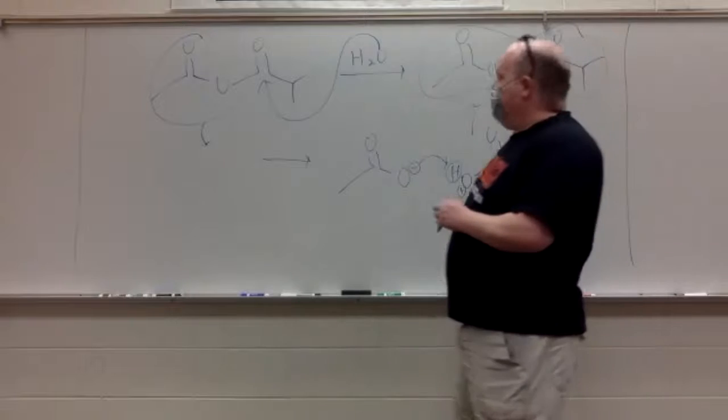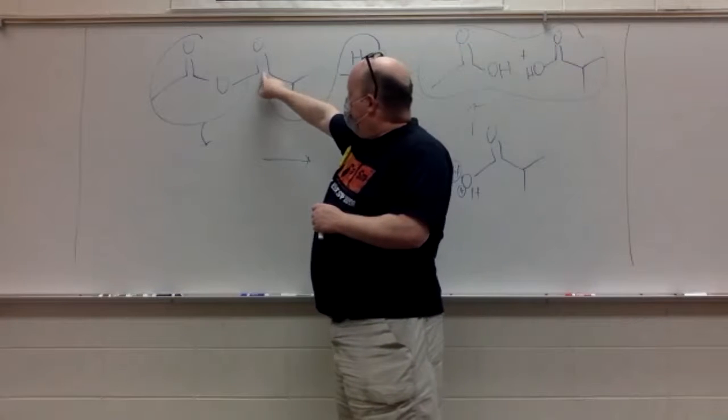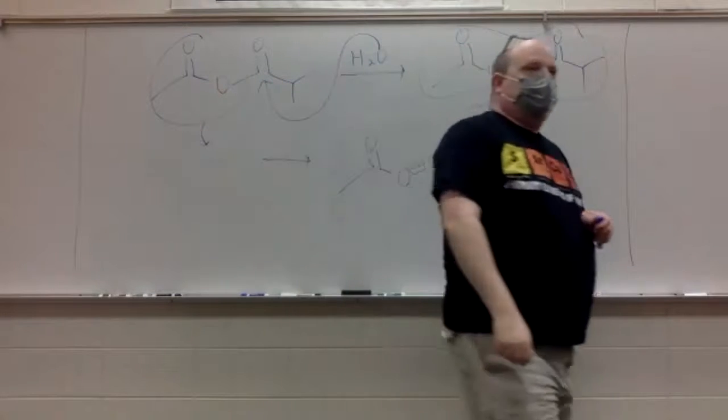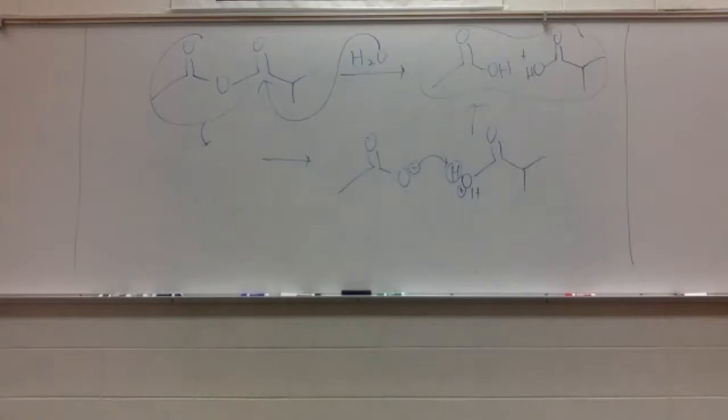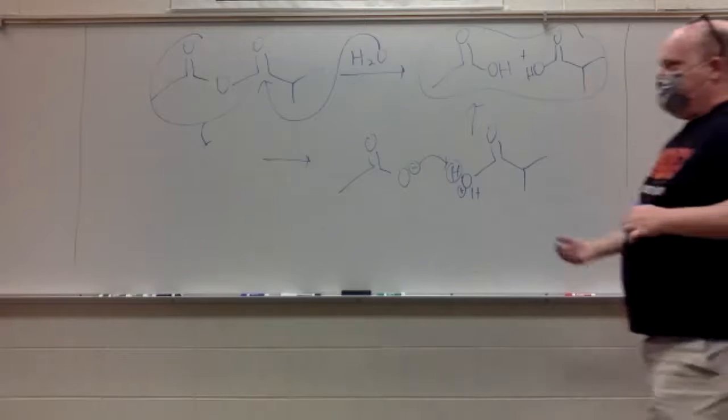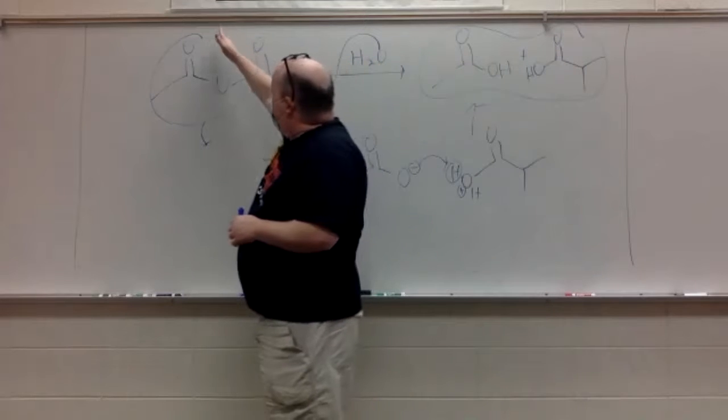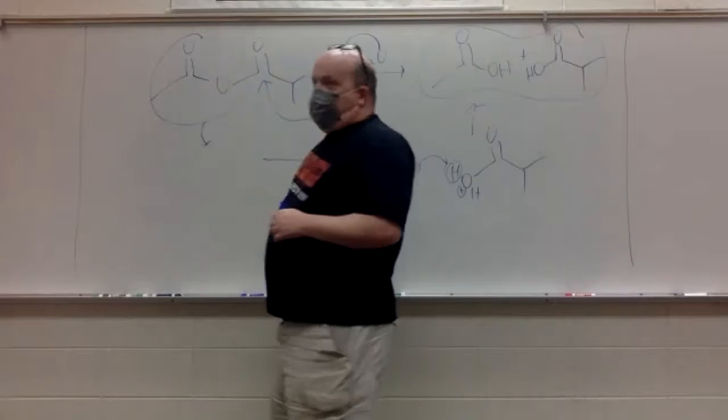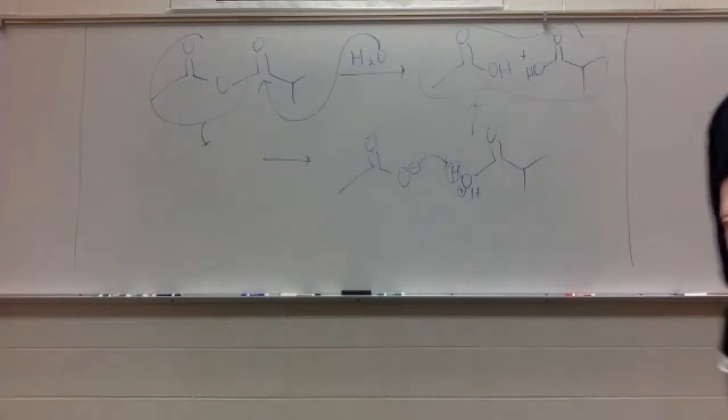Here's a question. What would I have gotten if instead of attacking here, I attacked here? You would have gotten the exact same thing, right? So in this case, it actually doesn't matter which one you draw it to. You get the same. So in a nutshell, when you're looking at this, it's pretty easy. You just sort of divide these up right over here, put an OH at the end of each one, you've got your products. That make sense? Questions?